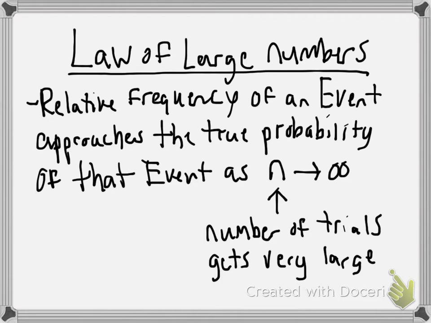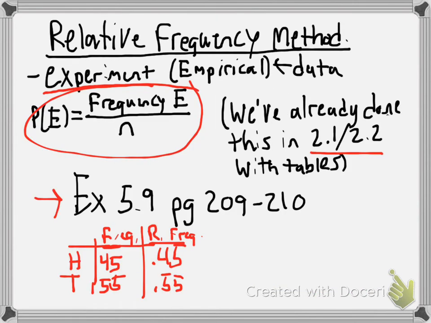The law of large numbers states that if you are doing a relative frequency probability by running an experiment, the relative frequency of an event approaches the true probability of that event as n approaches infinity. Another way of saying that is as n, the number of trials, gets very large. So over a few hundred or in the thousands, if we run an experiment that many times, the relative frequency of that event from a table, like what we did here, we only flipped a coin 100 times, so that's why the probability isn't leveling off at 1/2 and 1/2.